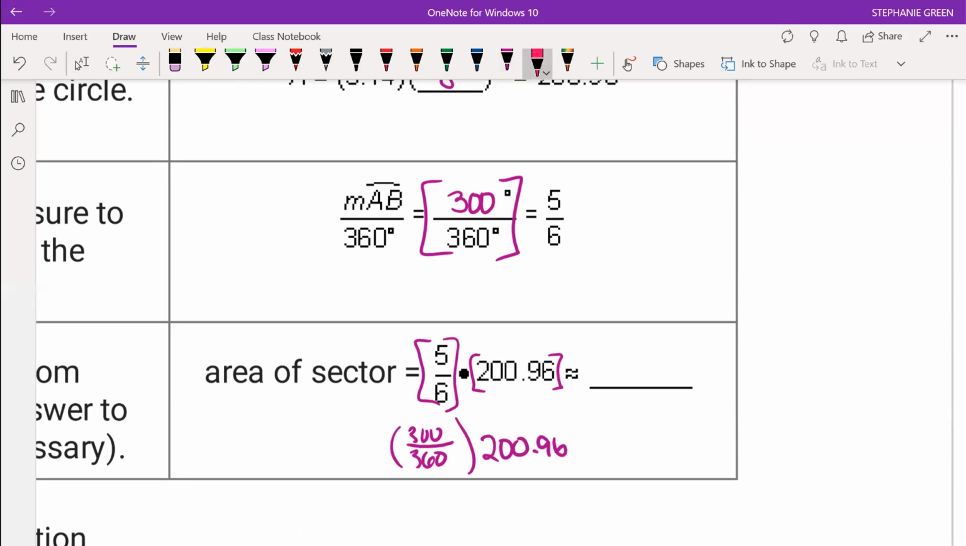And as a reminder, when you're multiplying a whole number by a fraction, you multiply by the top and then divide by the bottom. So if I was going to do this in my calculator, I would do 200.96 times 300 and then divided by 360. Or for 5/6, I would do 200.96 times 5, which is on the top, and then divided by 6, the denominator. Either way, you get an answer of 167.466666 repeating, which rounded to the nearest hundredth is 167.47. 167.47 square units.